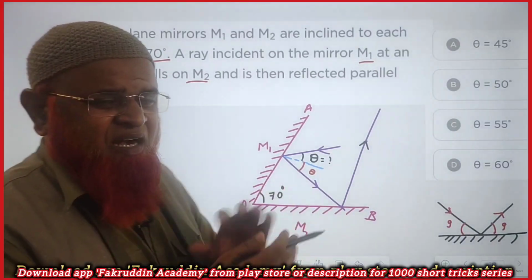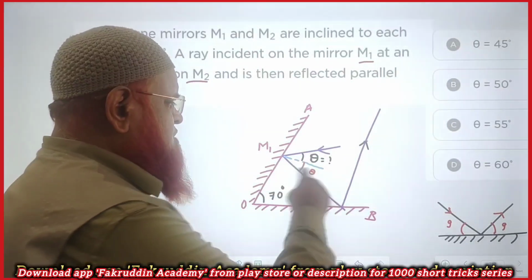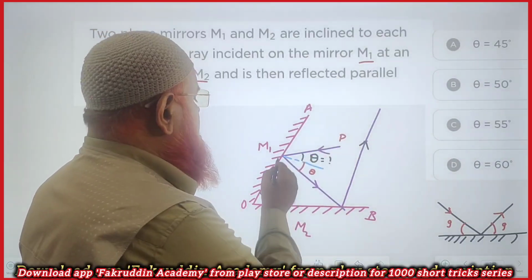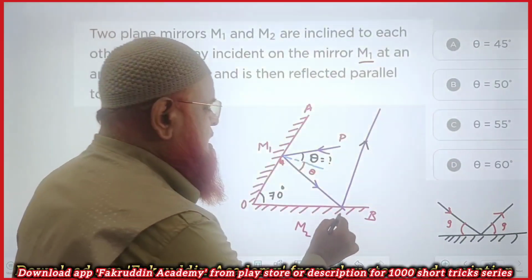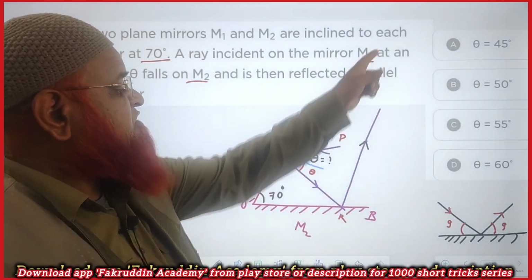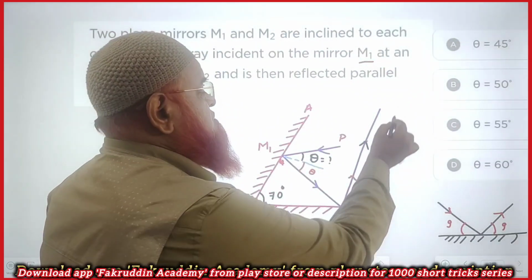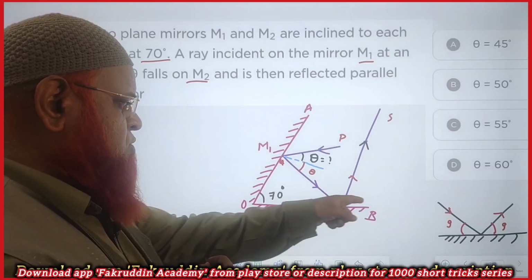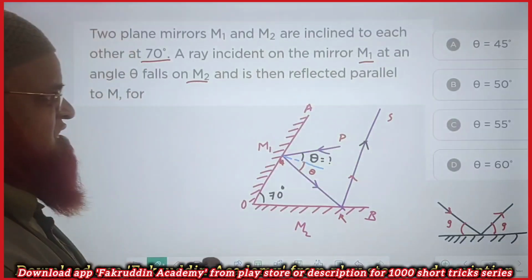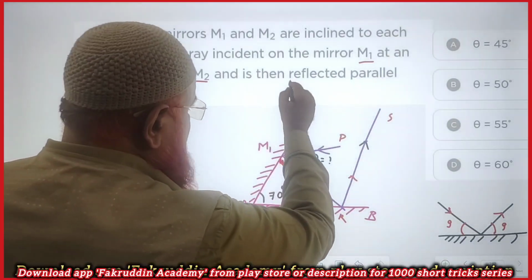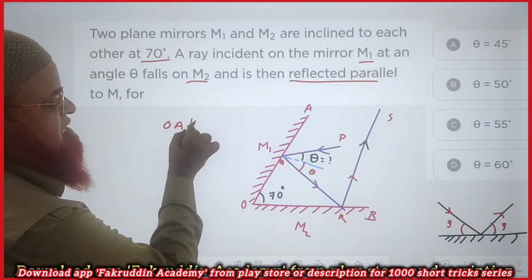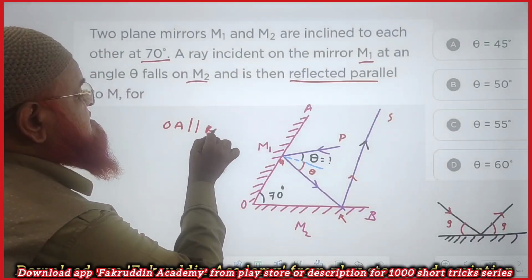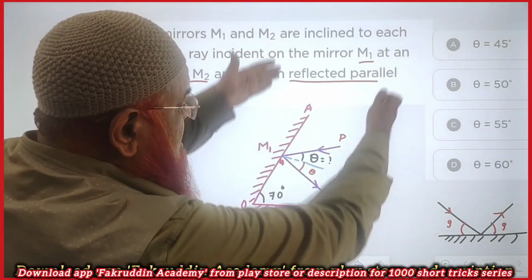Okay, so what is the condition here? You just see. A light ray starts from here. It is P, and it strikes here and then reflects. This is R. Again it is reflected back in this case. So this is taken as P, Q, R. But the condition given here is that OA is parallel to R. That means these two light rays are parallel.